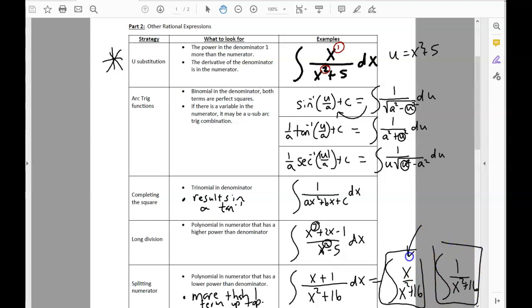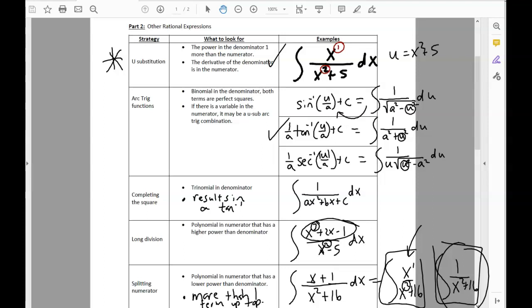Like this one here, that's a u sub problem because the denominator's power is 1 more than the numerator, so that's this guy. But this guy here, that's an arc tangent. So you would do each one of those separately. But the strategy I'm getting at mainly here is that when you have two terms in the numerator, it's possible that you can split it up. Now, technically, we could have done that here also. I could have split that numerator up, right?